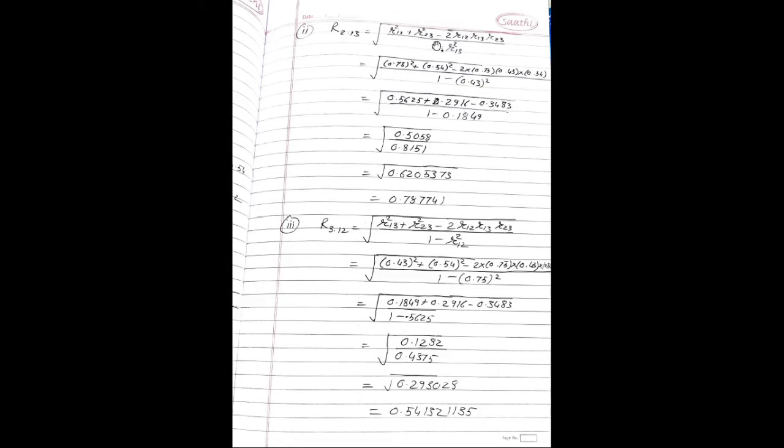Then second part of the problem, capital R 2.13, the formula is square root of r square 12 plus r square 23 minus 2 into r12 into r13 into r23 divided by 1 minus r square 13.